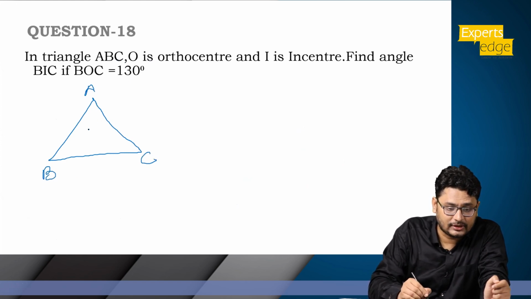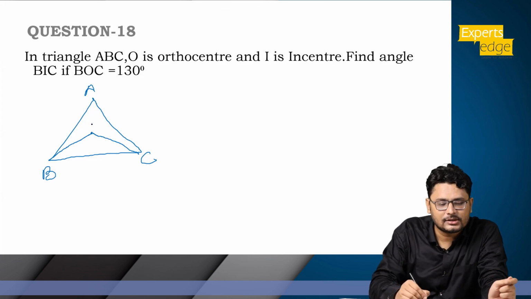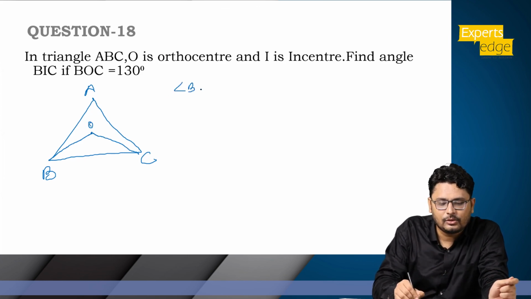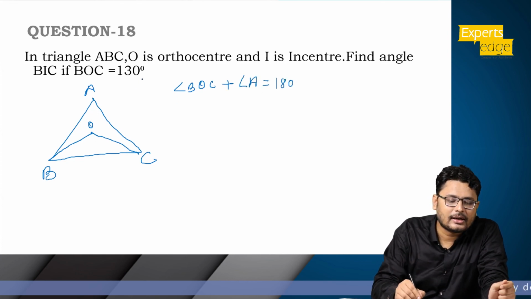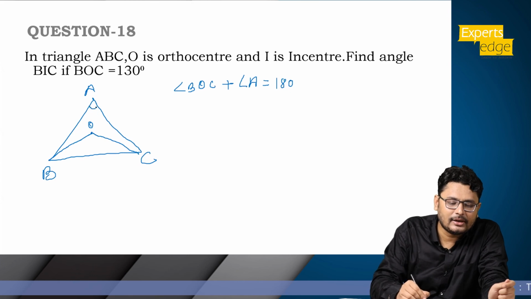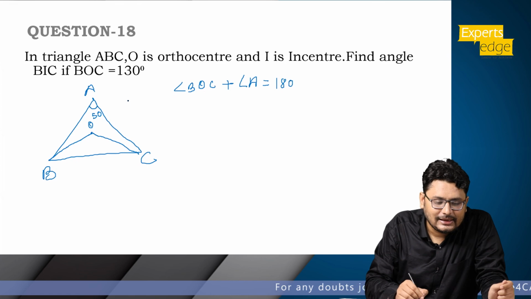O is the orthocenter, right? So angle BOC. What is the relation of the orthocenter? Just as we did, angle BOC plus the angle above it, that is A, are supplementary, 180. So if angle BOC is 130, then angle A will be 50. Okay. And I is the incenter.